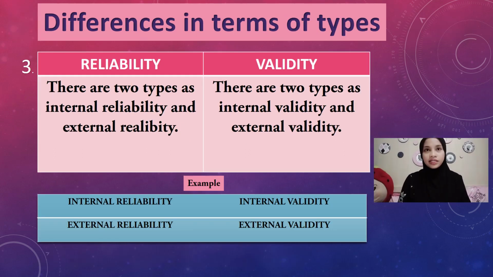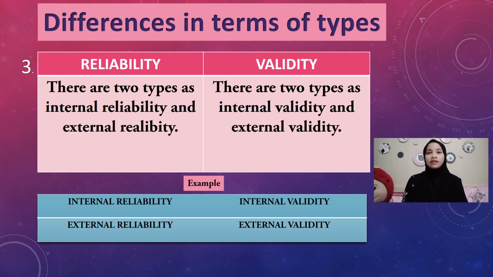The third difference is the differences in terms of types. There are two types of reliability, which are internal reliability and external reliability. Internal reliability is the extent to which a measure is consistent within itself, and external reliability is the extent to which a measure varies from one use to another.